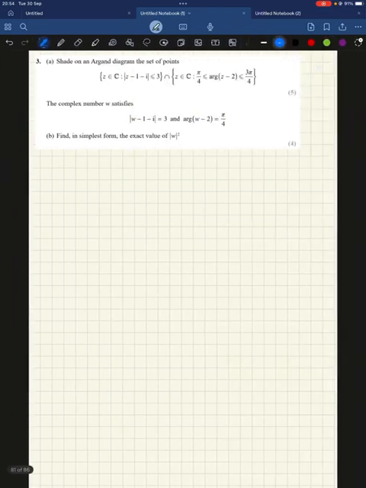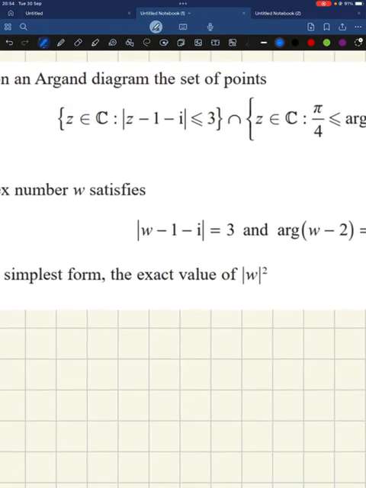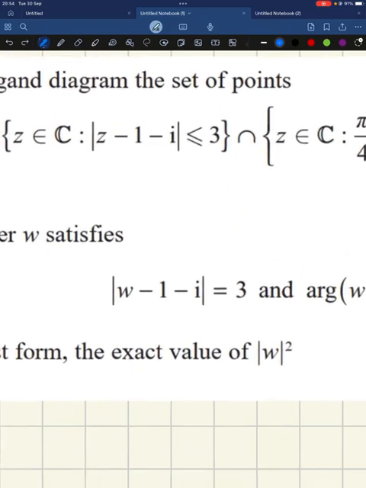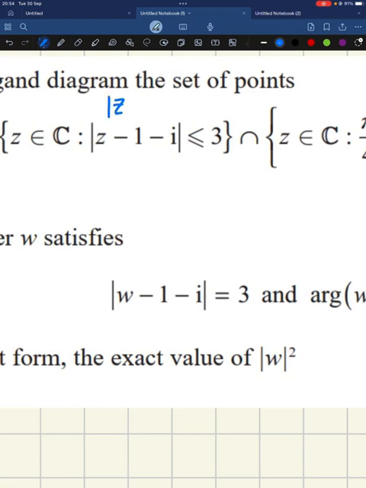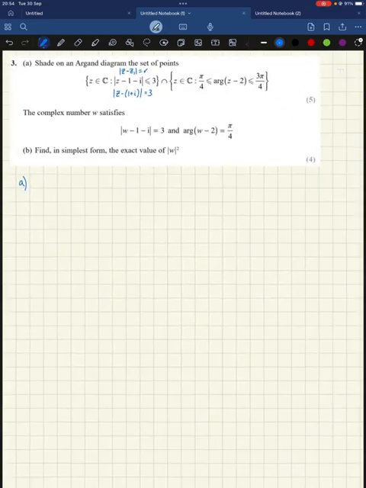Okay, next question. Part A. Basically the same thing again. Ignore this, that's just saying z is a complex number. We want it in the form modulus of z minus z1 equals r. So what we're going to get is the modulus of z minus 1 plus i equals 3 for now, so we'll graph that.